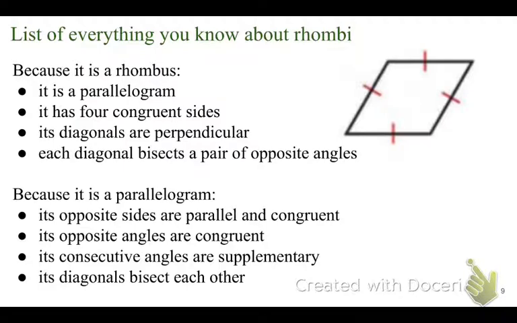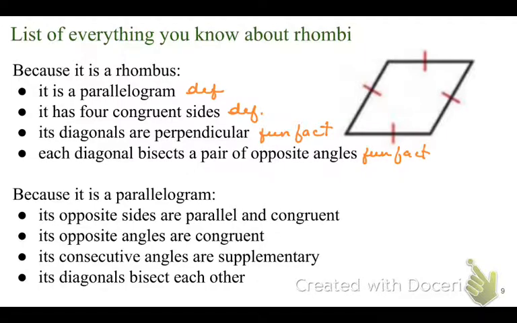We know from the definition on the previous slide, and also on the family tree, that it is a parallelogram, and that's by definition. By definition, it has 4 congruent sides. And its diagonals are perpendicular, which we learned on the previous page from the fun fact. And we know that each diagonal bisects a pair of opposite angles, which was also a fun fact on the previous slide.